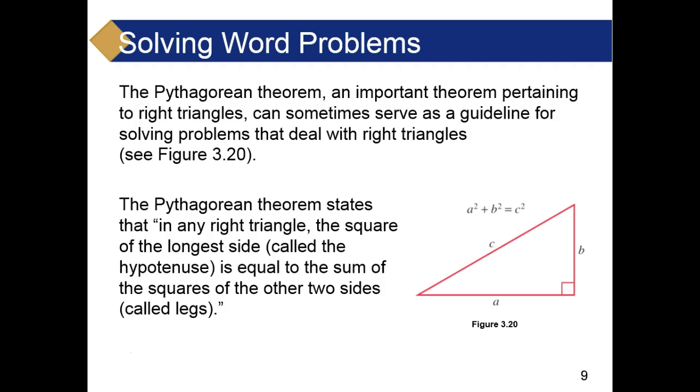Pythagorean theorem, an important theorem pertaining to right triangles. What do we mean by right triangles? It has a 90-degree angle. Can it have more than one? No, because what's the sum of the 3 angles in a triangle? 180. So if you have one 90, the other 90 never would make a triangle. So yeah, it only has one.